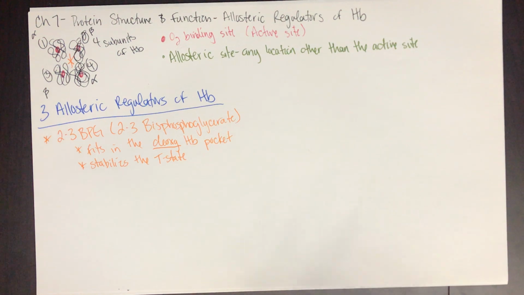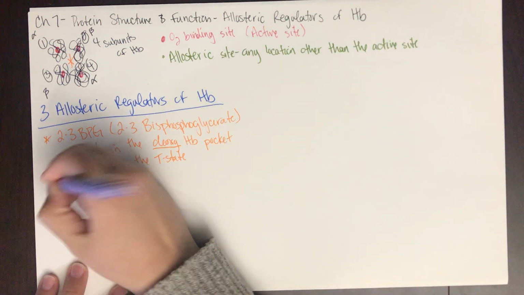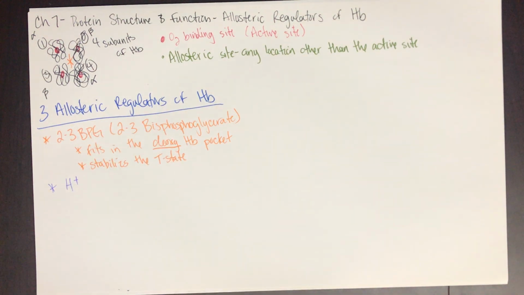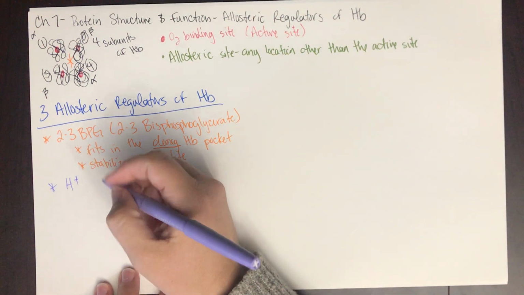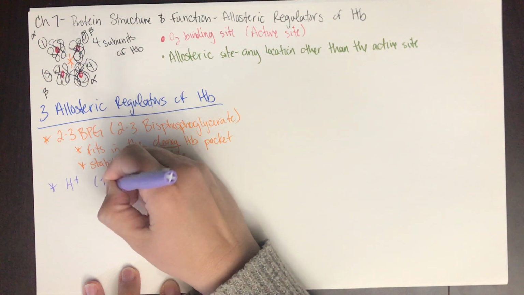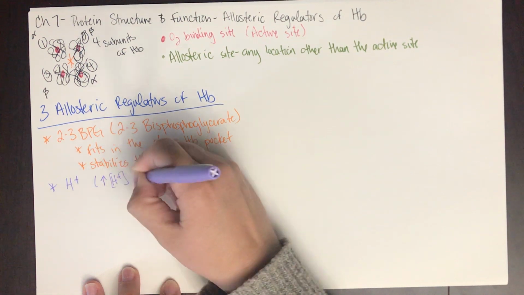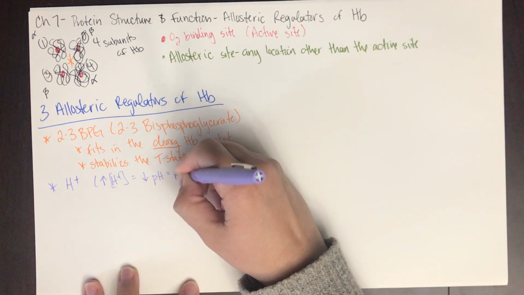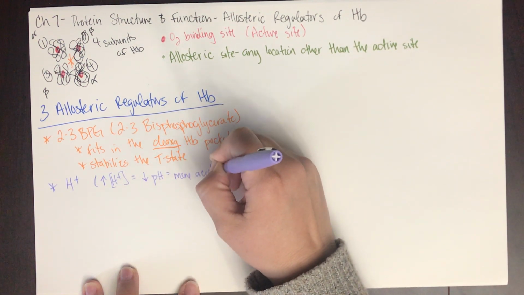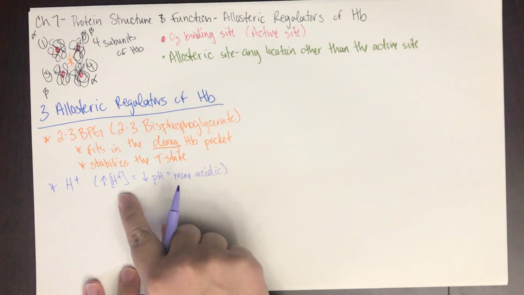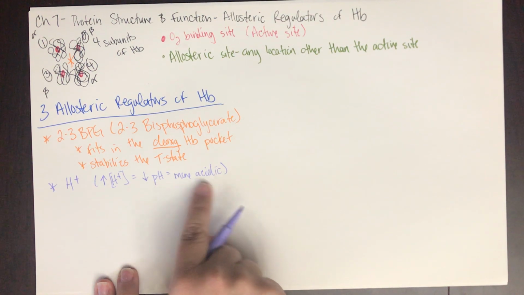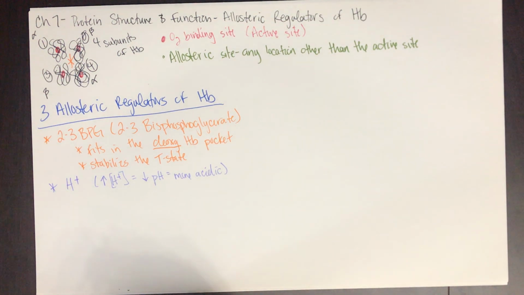The second allosteric regulator that we'll talk about is the hydrogen ion. So remember the relationship between hydrogen ions and pH. An increase in hydrogen ion concentration is a decrease in pH. Decrease in pH means more acidic. Because remember, it's the negative log of the hydrogen ion concentration. So the more hydrogen you have, the lower your pH, the more acidic you are.